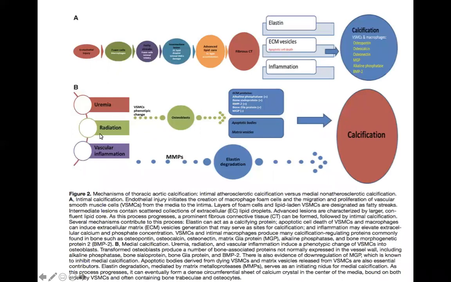So you have uremia, radiation, vascular inflammation, atherosclerosis. All that will affect the elastin, will affect the extracellular matrix vesicles and lead to inflammation, and also elastin degradation. And in the end, it will lead to more and more calcification.